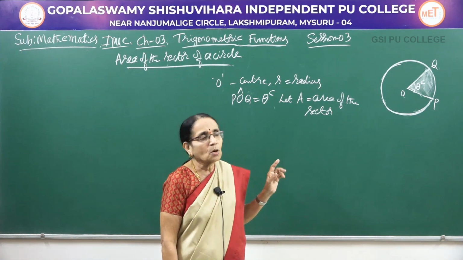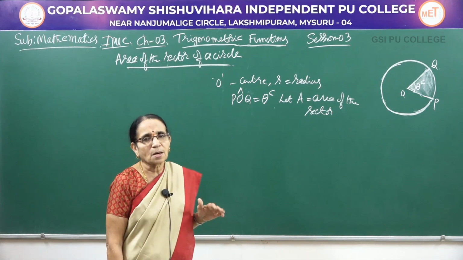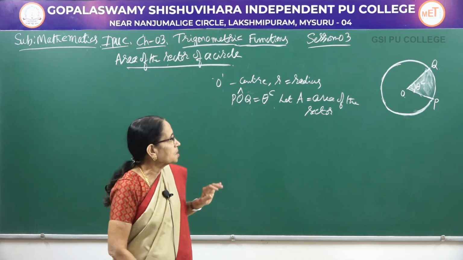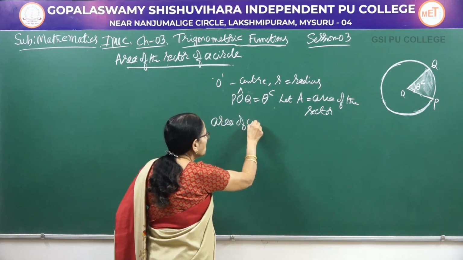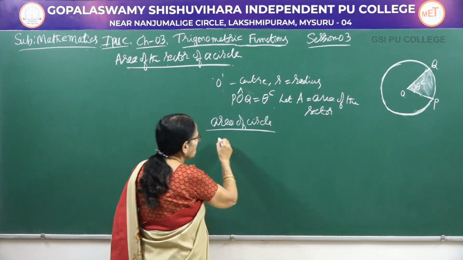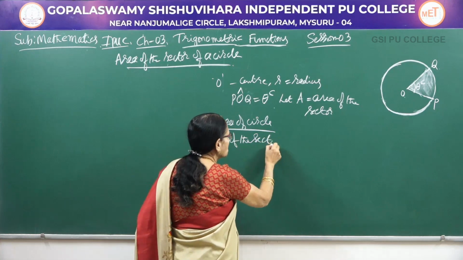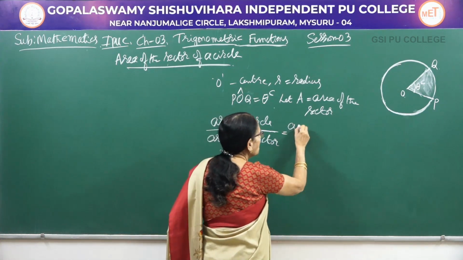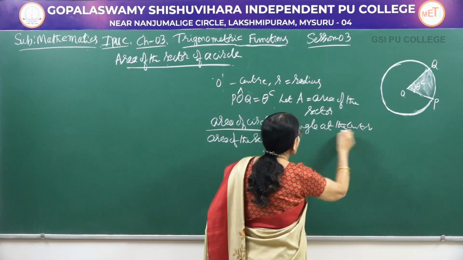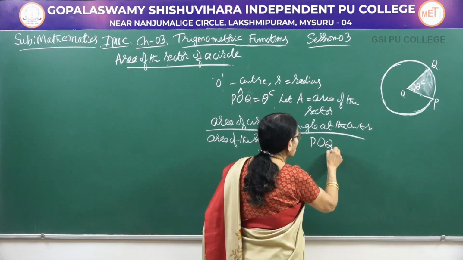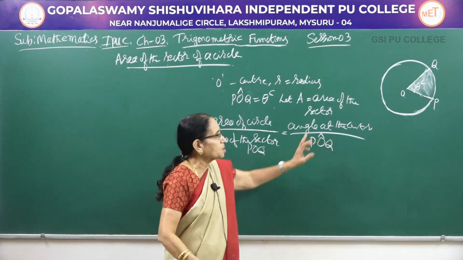So, here I compare 2 areas: the area of the sector POQ and the area of the whole circle. What is the formula to find the area of a circle? It is pi r square. Using that, we can compare. You write the area of the circle divided by the area of the sector equals the angle at the center divided by the angle POQ of the sector.